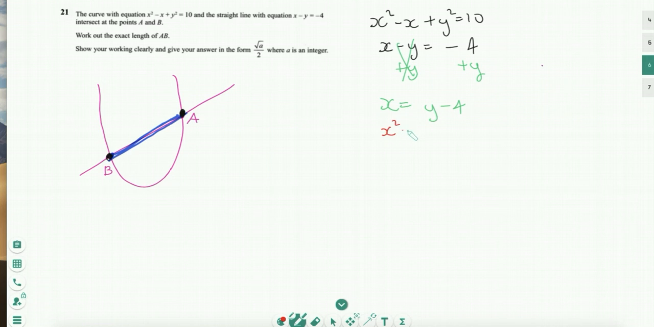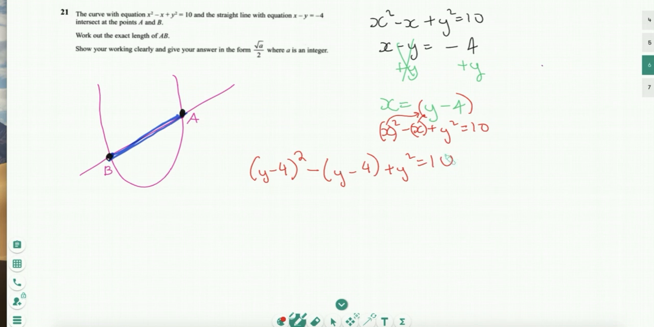X squared minus x plus y squared equals 10. And then, since x is exactly the same as y minus 4, we can replace this x here and this x here with y minus 4. So instead of x squared, it'll be y minus 4 squared, minus, instead of x here, y minus 4, plus y squared equals 10.